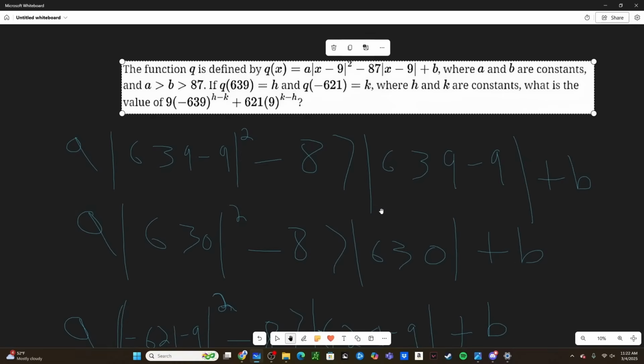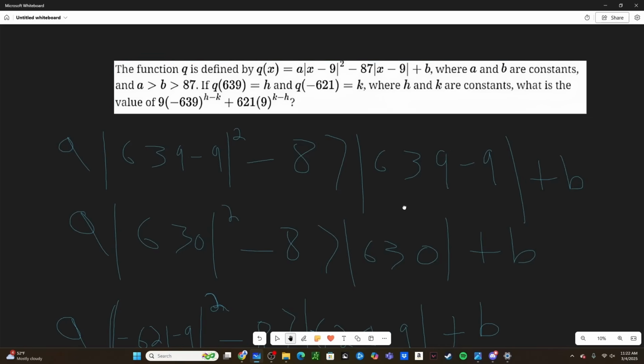All right guys, so y'all are doing great so far, but let's look at the final hardest question. The function q is defined by q of x equals this entire equation, where a and b are constants and a is greater than b, which is greater than 87. If q of 639 is equal to h and q of negative 621 is equal to k, where h and k are constants, what is the value of all of this plus all of this?